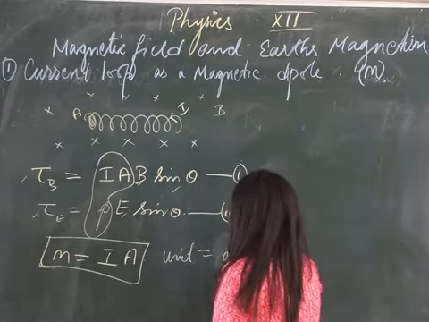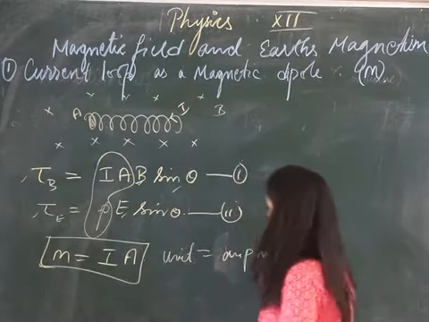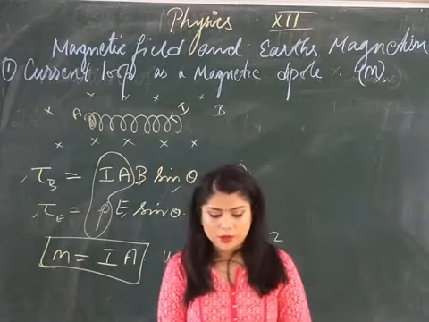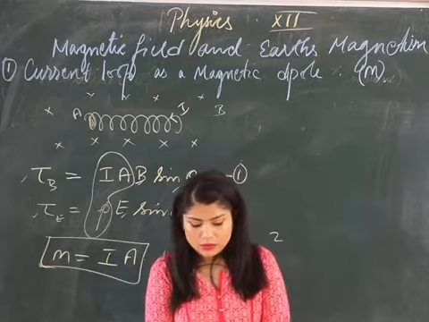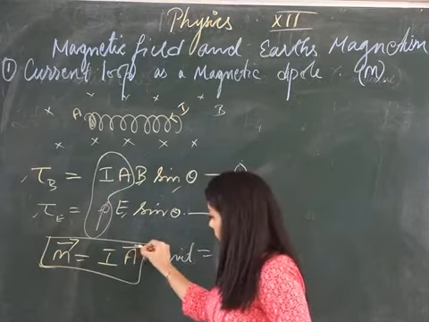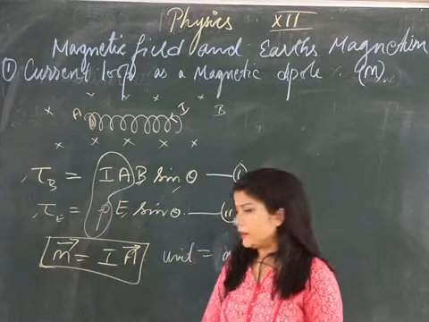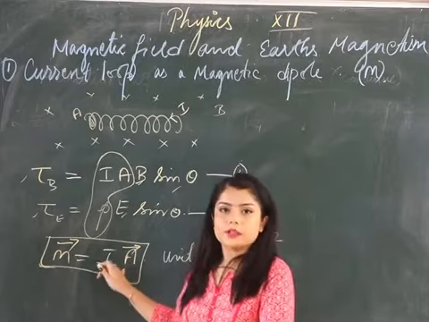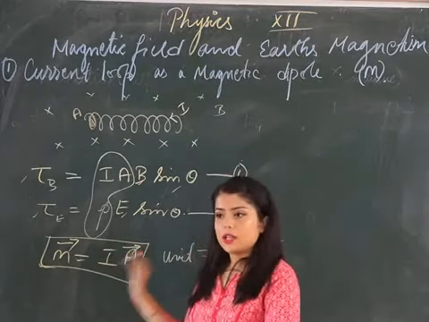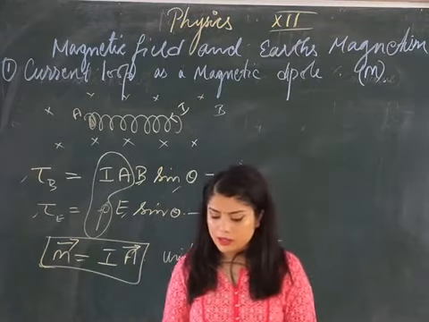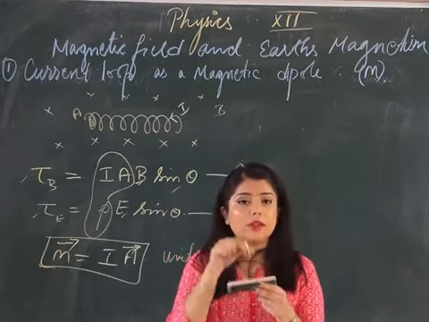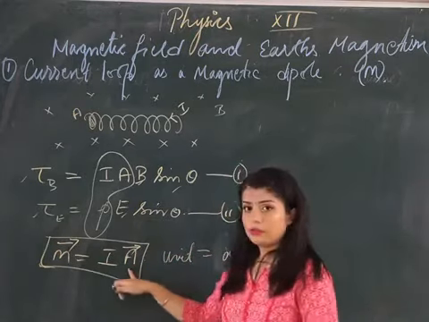So ampere into meter square will be the SI unit for your magnetic dipole moment. Now this is a vector quantity. This A is also a vector quantity. You might be thinking, how come area is a vector quantity? I have already taught you about area vector. If this is the area, a perpendicular drawn to that area will be the area vector. So that is the direction of A.